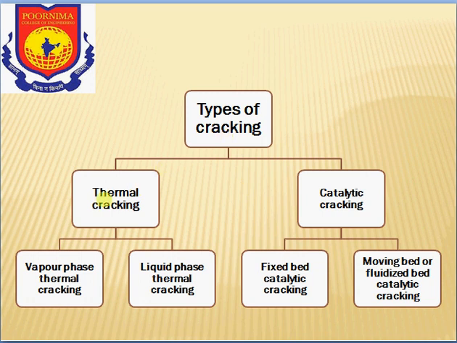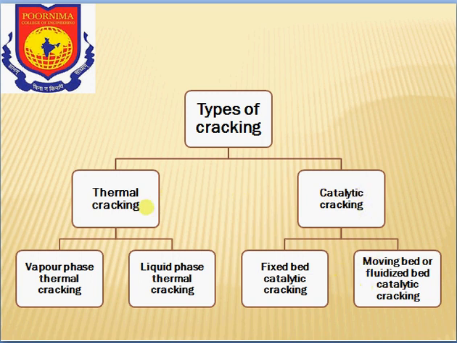Types of cracking. Cracking is of two types: thermal cracking and catalytic cracking. Thermal cracking is where the cracking occurs by heat, whereas catalytic cracking takes place in the presence of a catalyst at comparatively lower temperature. Thermal cracking may be of two types, vapor phase and liquid phase thermal cracking, on the basis of how the heavy oil is cracked. If the heavy oil is cracked in vapor phase, it is known as vapor phase thermal cracking; if in liquid phase, liquid phase thermal cracking. Catalytic cracking can again be categorized on the basis of how the catalyst is used. If the catalyst is in a fixed position, it is known as fixed bed; if the catalyst is in a moving position, it is known as moving bed or fluidized bed catalytic cracking.